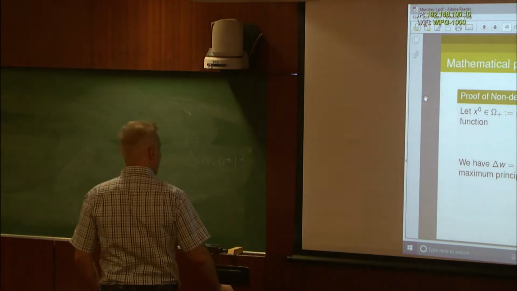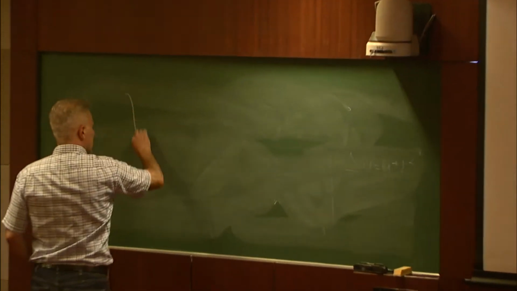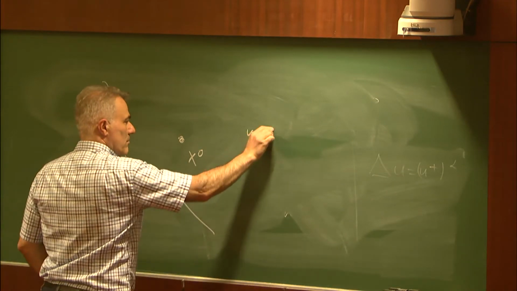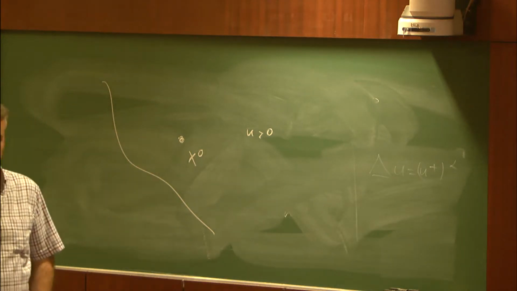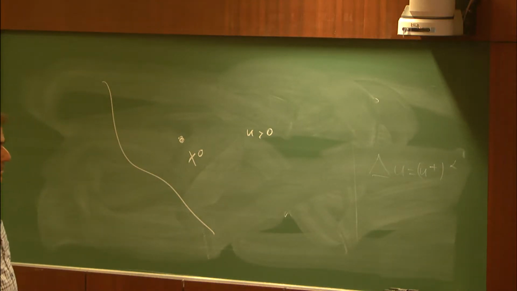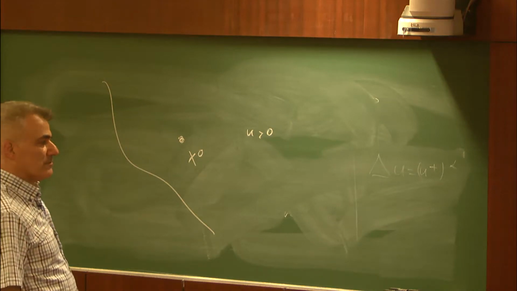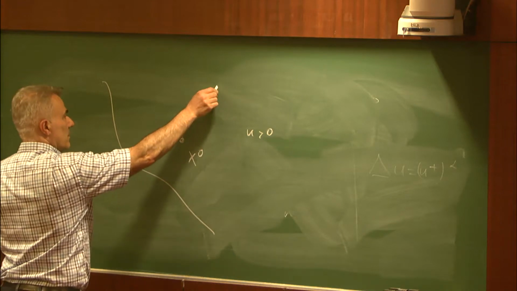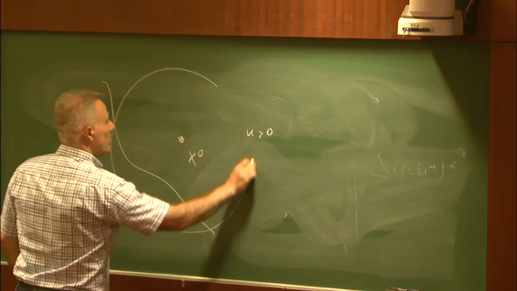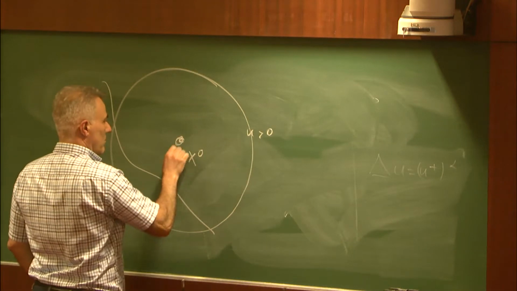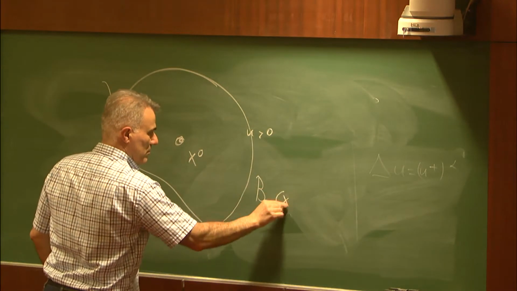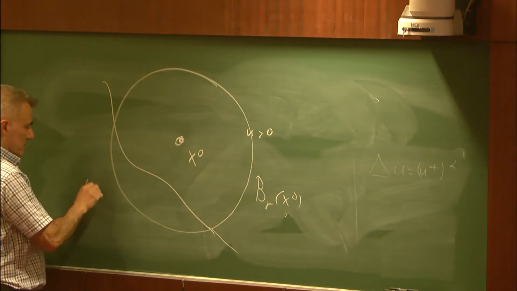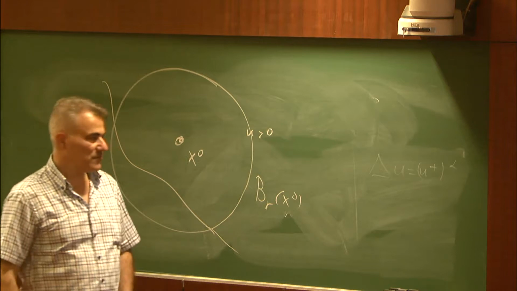So here's the picture. Here's positive. Take a point here and look at the ball of radius r, and here it is. So u is positive on this side, u is 0 on this side. Does it fit on?